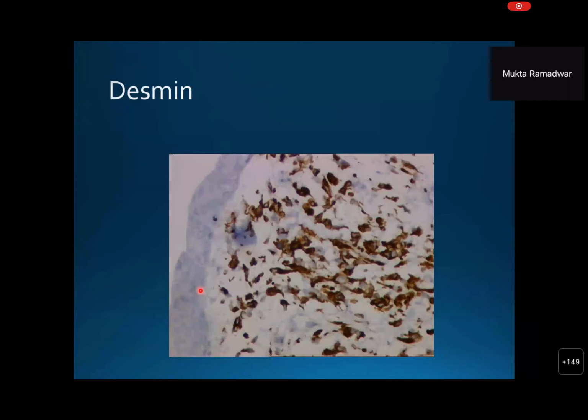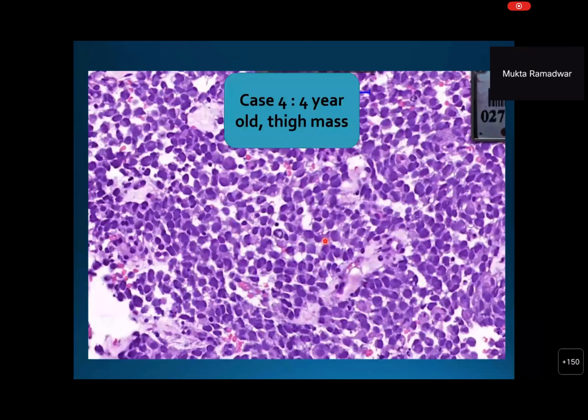Can you do that? If you want to put your money, which one do you put on? Solid variant of alveolar rhabdomyosarcoma. Okay. In fact, there are some pseudo-alveolar spaces here. So if I want to put my money on, I would put it on the alveolar rhabdomyosarcoma variant.